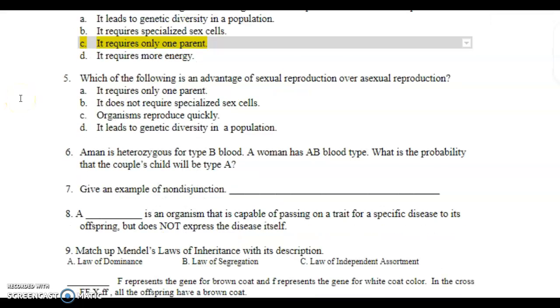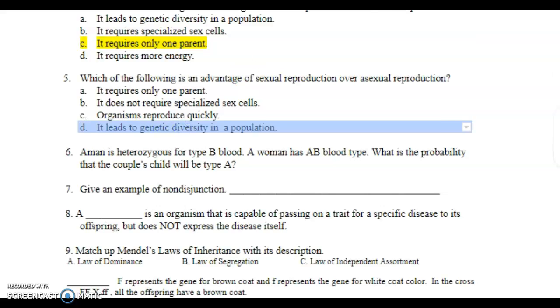Number 5 says, which of the following is an advantage of sexual reproduction over asexual reproduction? Well, it does require 2 parents. It does require egg and sperm cells, specialized sex cells. It does take a long time. You have to wait till you reach sexual maturity, find a mate, wait till the baby grows and all that. So it takes a long time. The big advantage, the reason organisms do sexual reproduction, is that it leads to genetic diversity in a population, and that increases the species' chance of survival if there are changes in the environment. Sexual reproduction leads to genetic diversity in a population. That is very important.